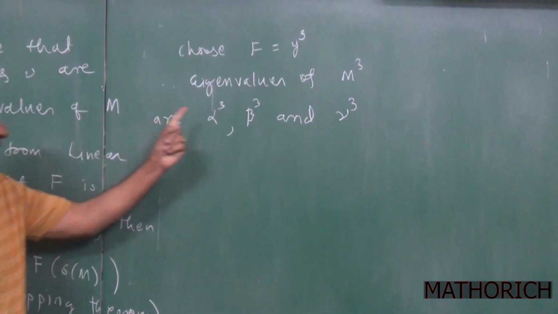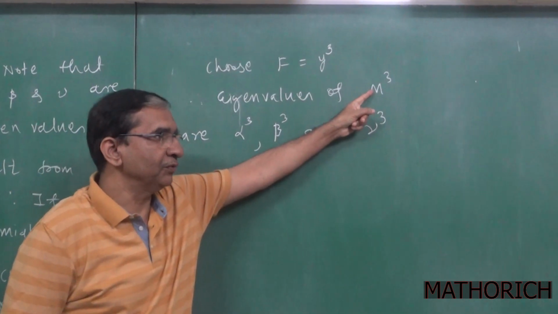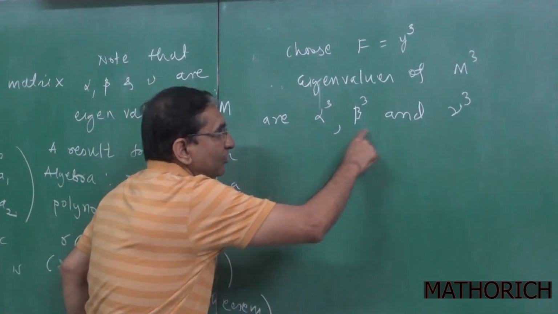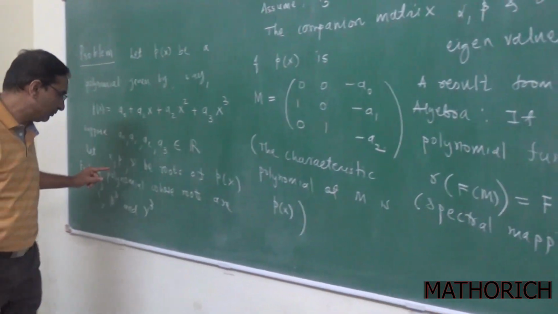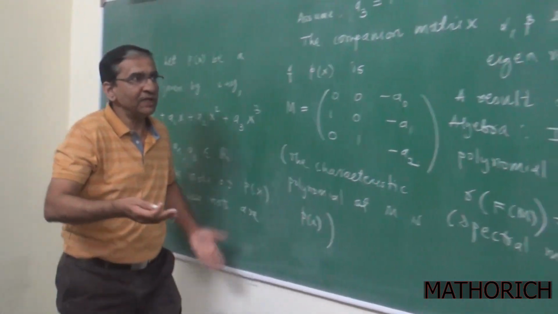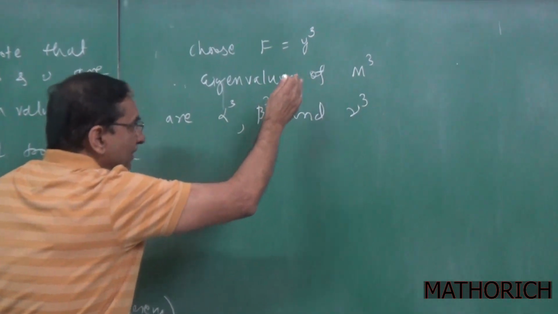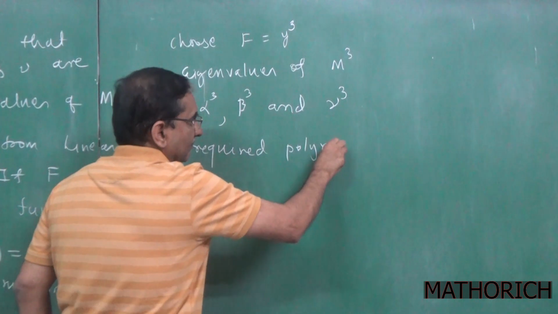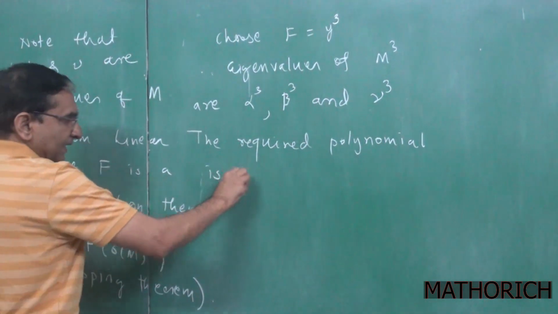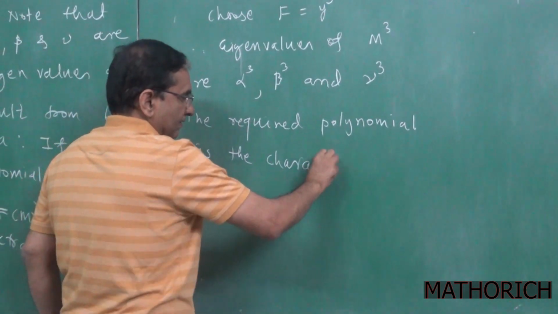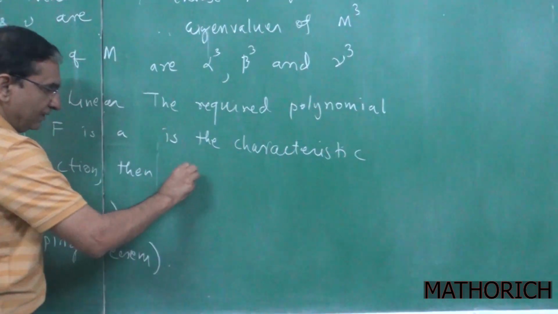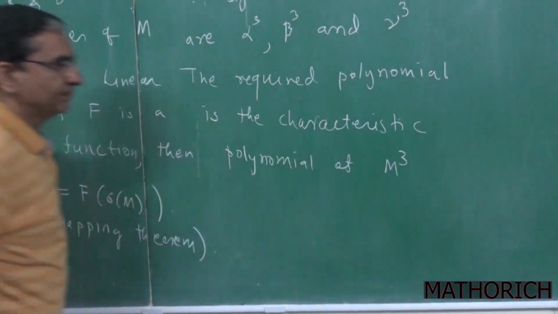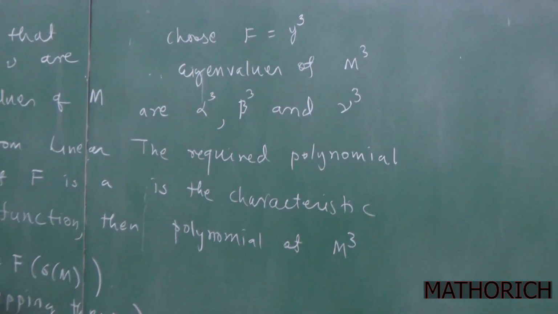That means alpha cube, beta cube, gamma cube are eigenvalues of M cube, so the characteristic polynomial of M cube is the polynomial whose roots are alpha cube, beta cube, gamma cube. We precisely wanted to find the polynomial whose roots are alpha cube, beta cube, gamma cube. That polynomial is nothing but the characteristic polynomial of M cube. So the required polynomial is the characteristic polynomial of M cube. So the problem is solved.